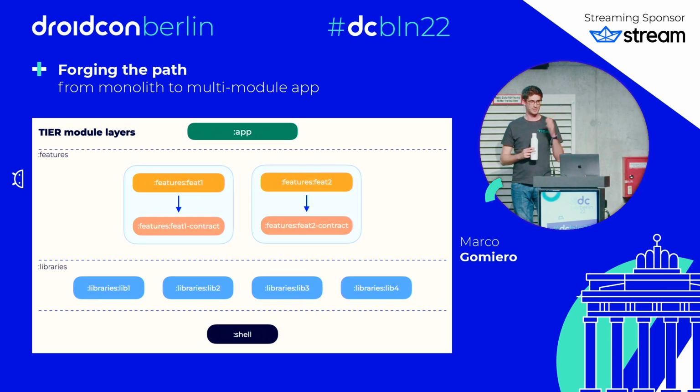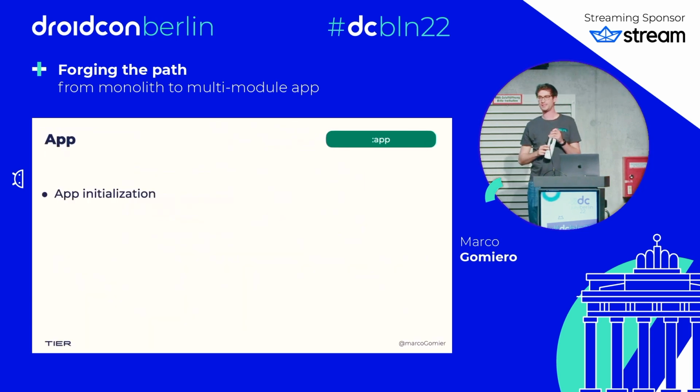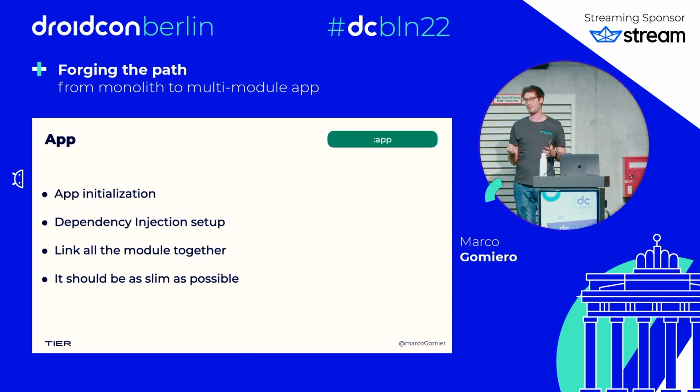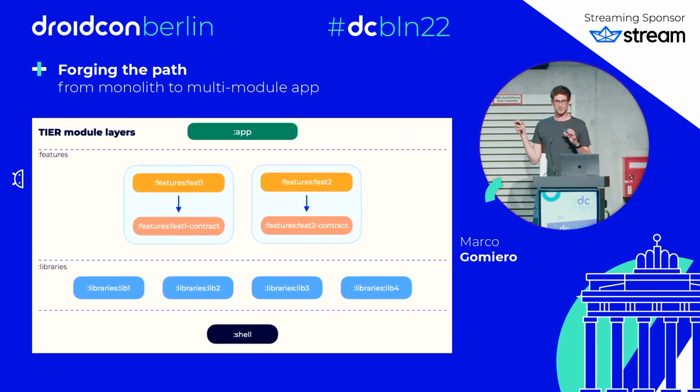Now we are just moving up, and we are reaching the app level. So in the app level, basically there is the app initialization, so usually the application class. And in the app module, we just initialize dependency injection. We link all the modules together. And of course, this should be kept as slim as possible, because we just want to initialize stuff. We don't want to do anything else.